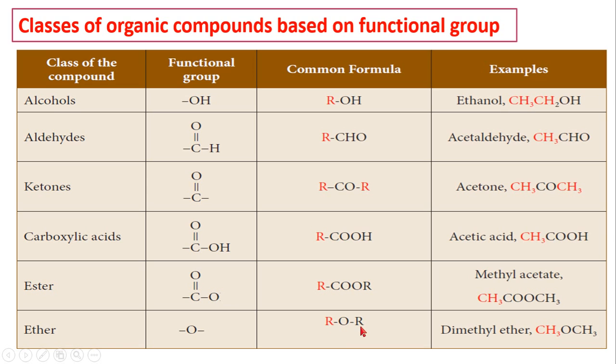R and R refer to the alkyl group. The example is dimethyl ether, CH3OCH3, dimethyl ether, ether O. So these are the classes of organic compounds based on the functional group.